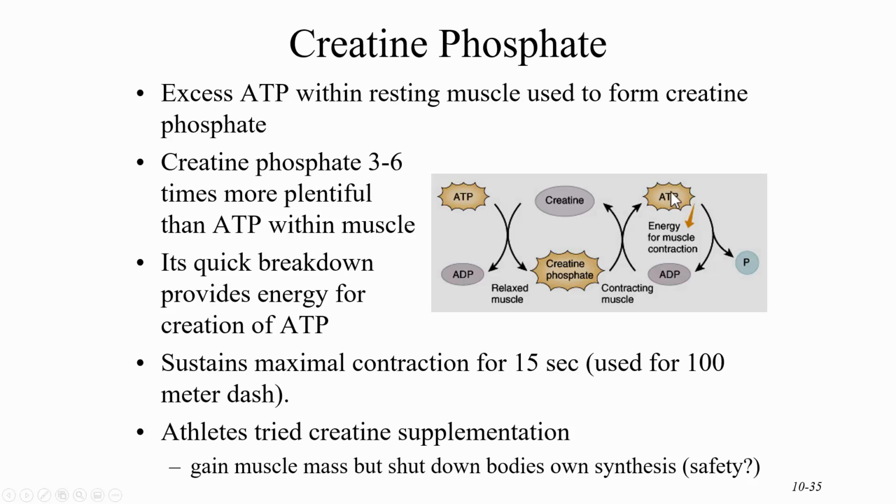Now, when ATP is needed, again, that phosphate snaps off, energy is released, and that energy could be used for a muscle contraction or what have you. And then we're back to ADP. Okay. Now, again, if there's excess phosphate combined with creatine, then we store up the phosphate as creatine phosphate. So I hope that made sense.